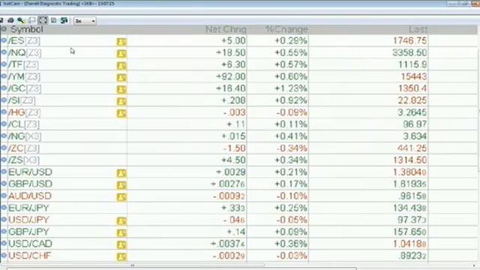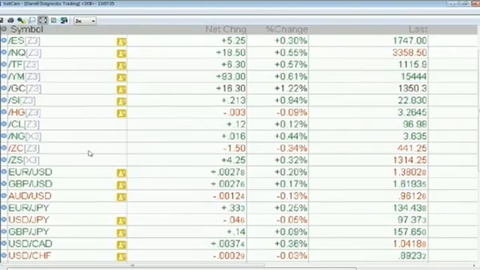Gold's up 16 points. Silver is up about 1%. We got copper pretty flat on the day. Oil is also pretty flat, only up 11 cents right now. We got natural gas up almost 0.5%. Corn just down like $1.50. So we got soybeans up $4, euro dollar's up 27, pound dollar's up 27.